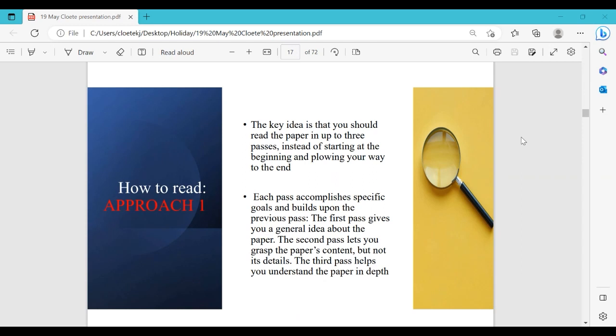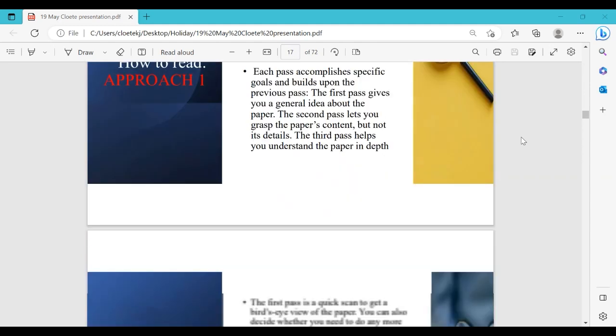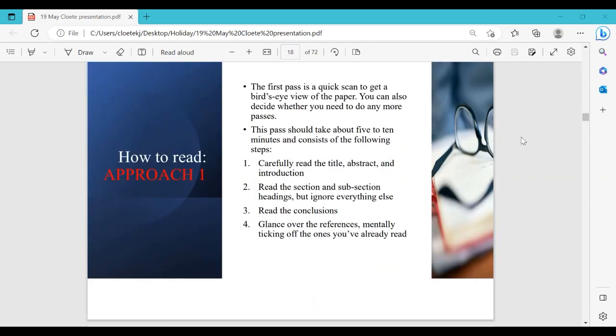So the first read, you will get a general idea. What is the paper about? What did people find? What are the conclusions? Then in the second reading phase, you will actually start to grasp the content. You will actually start understanding what this is really about. And then in the last pass, this may be more when you are a reviewer or you really want to use the study for your own work, then you start critiquing the paper, you start reading it in real depth, right? So let's look at the first pass.